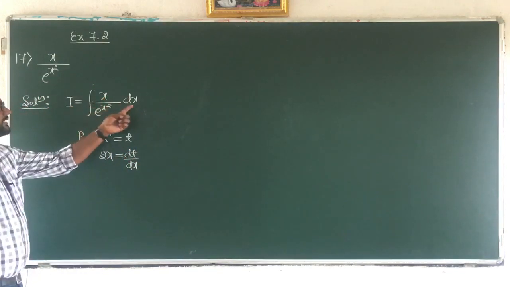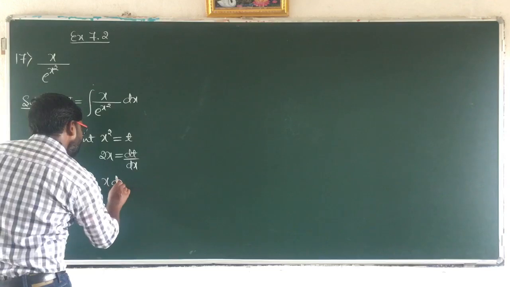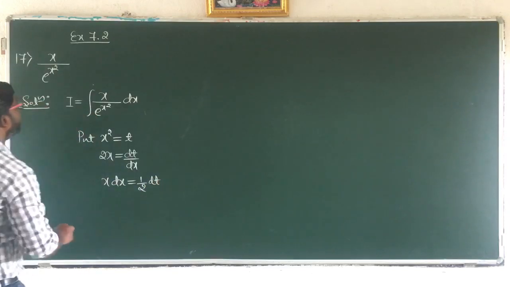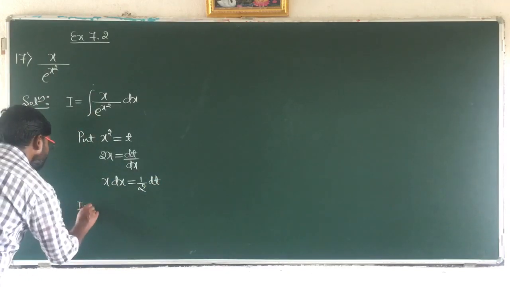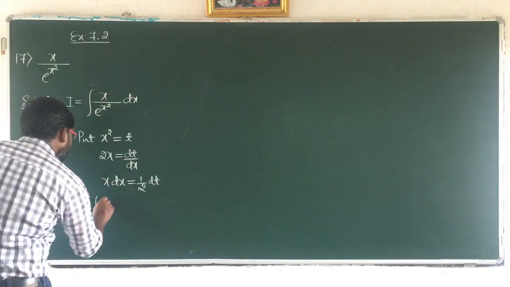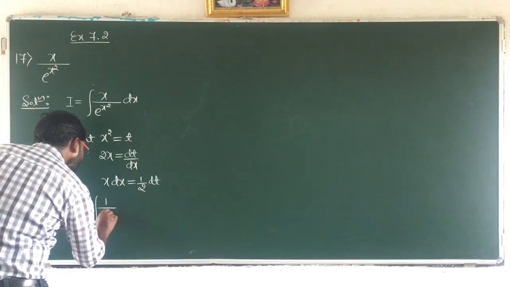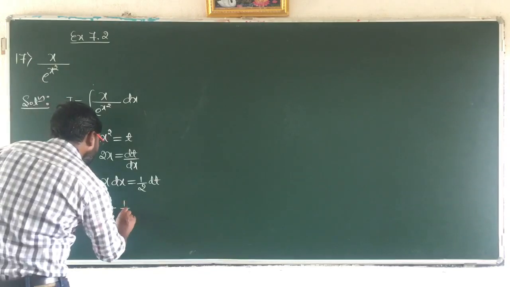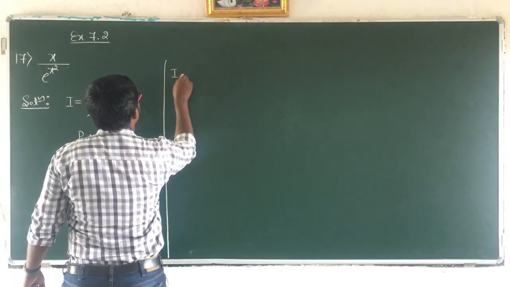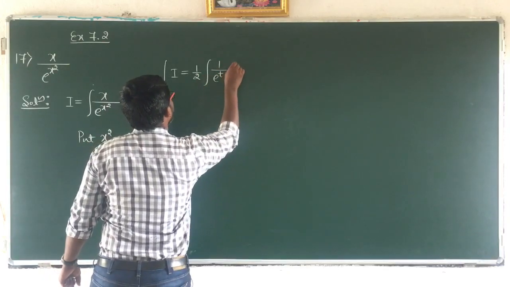Now we need only x dx. So take 2 to the RHS and dx to the LHS. x dx is equal to 1 by 2 into dt. Rewrite the integral now. I is equal to the integral of x dx, which is 1 by 2 dt, and then here we get 1 by e raised to t. So it is 1 by 2 dt. Now in the next step, take 1 by 2 outside the integral. I is equal to 1 by 2 integral 1 by e raised to t dt.